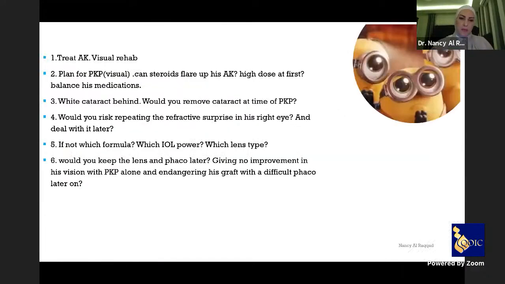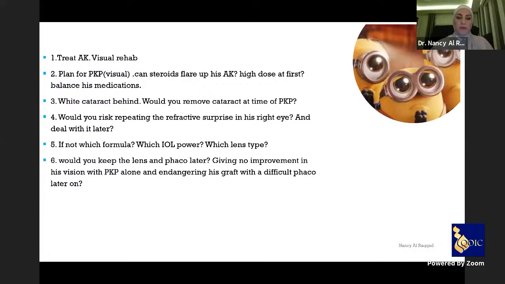So I planned for a PKP, and I had concerns about when to do the PKP because of the high dose of steroids and all the dilemma that goes with this decision. And he had a white cataract behind it. So the question was, would I remove the cataract at the time of the PKP, or would I risk repeating the refractive surprise in his right eye and deal with it later? And if not, which formula and which IOL or which lens size?